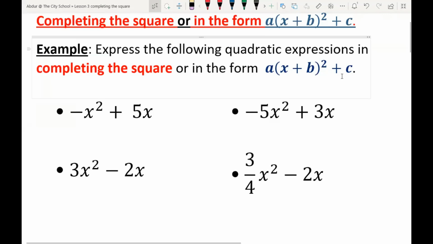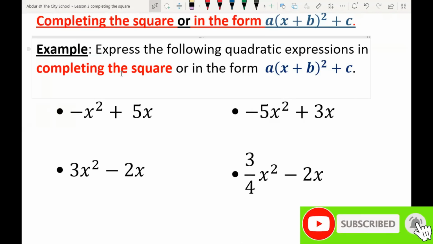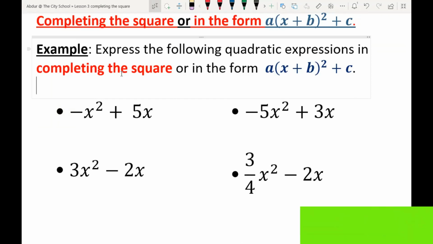In this lesson, you will learn how to express or convert these types of quadratic expression in the form of a(x + b) whole square plus c, or in completing the square. This lesson will be very helpful for class 9, 10, and 11 O level students, O level math and math students, as well as helpful for A level students in the topic quadratic and function.